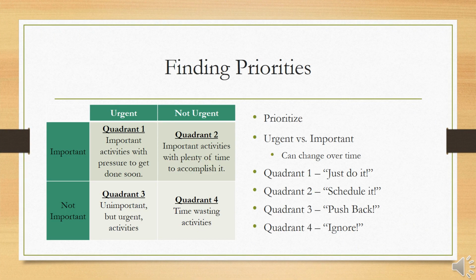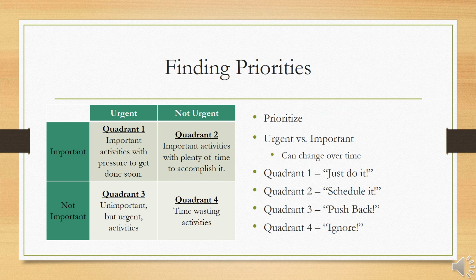Finding priorities. In order to find your priorities, you must ask yourself 3 questions. What must you get done no matter what? What should get done? And what would be nice to do? So to find your priorities, you can make a quadrant. The quadrant has urgent, not urgent, important, and not important.